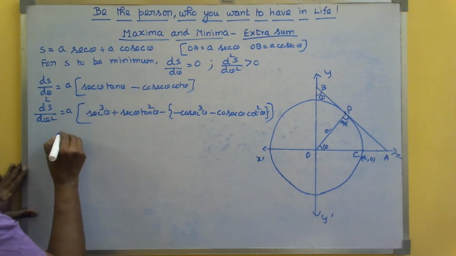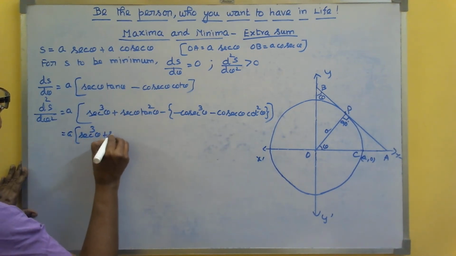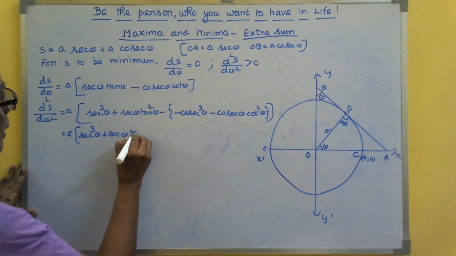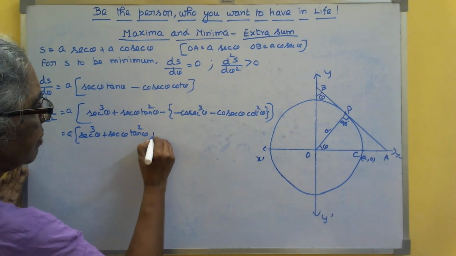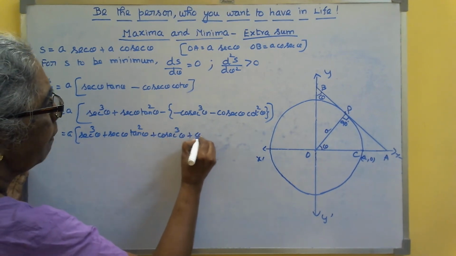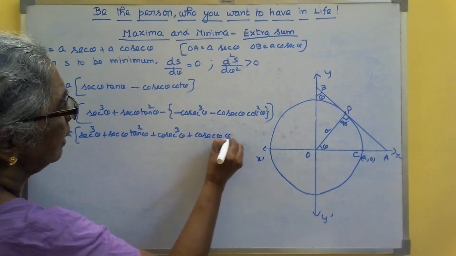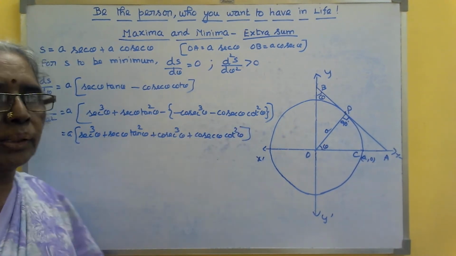Now let us write it properly. A into secant cube theta plus secant theta tan squared theta. Minus is there, so everything will become plus now. So plus cosecant cube theta plus cosecant theta cot squared theta. This is the second derivative, right?